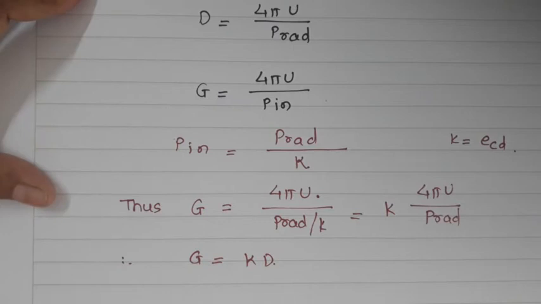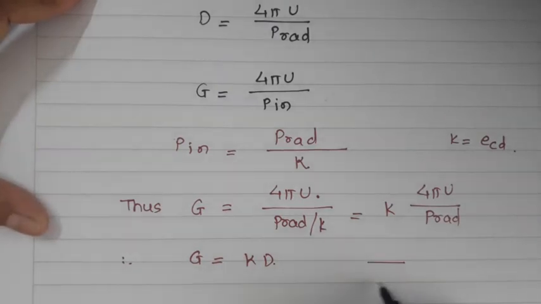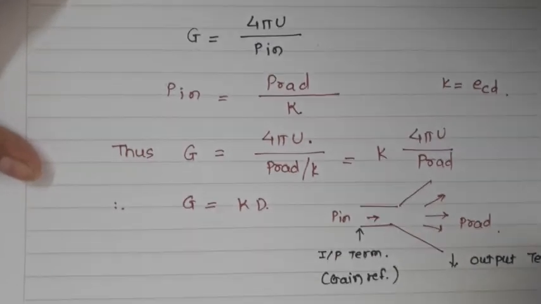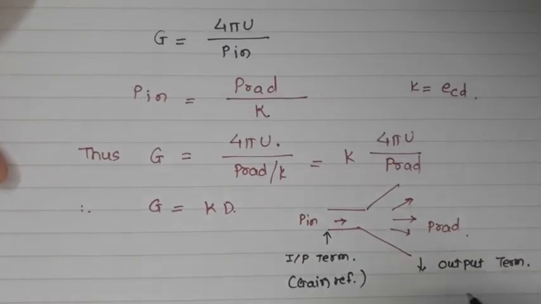So here I can write again that if this is my antenna, these are nothing but the radiations. I have given the power as P in, and the radiated power is nothing but P radiated. You can write these are the input terminals, so these are the gain reference, and these are nothing but the output terminals, whereas you can say these output terminals are nothing but the directivity reference.